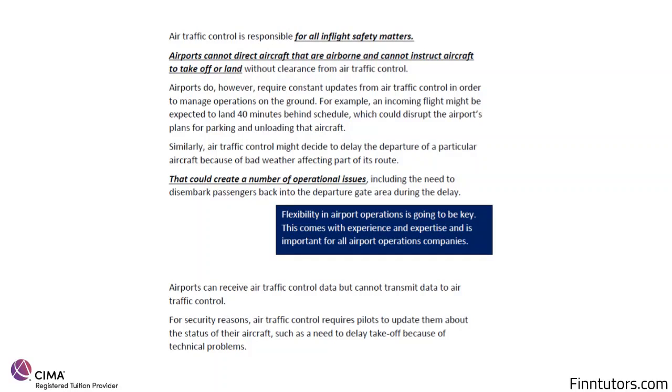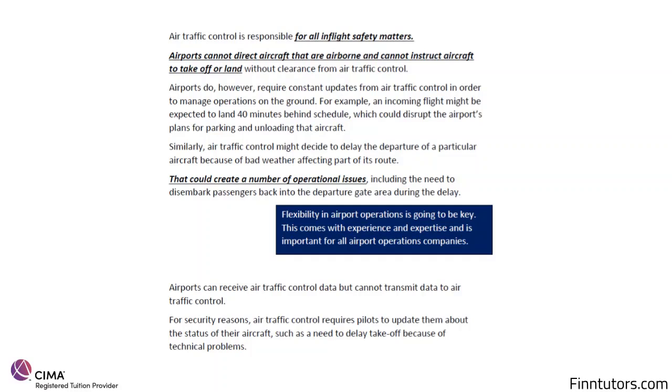Airports can receive air traffic control data but cannot transmit data to air traffic control. So you can only receive; it's a one-sided communication. For security reasons, air traffic control requires pilots to update them about the status of their aircraft, such as maybe they need a delay, maybe they need to go early, or any technical problems. The relationship has to be good.